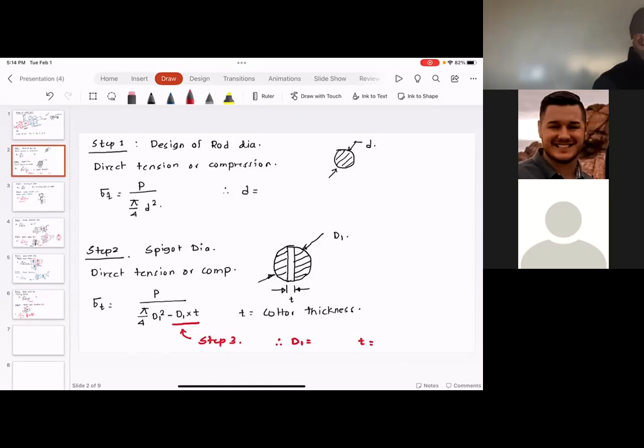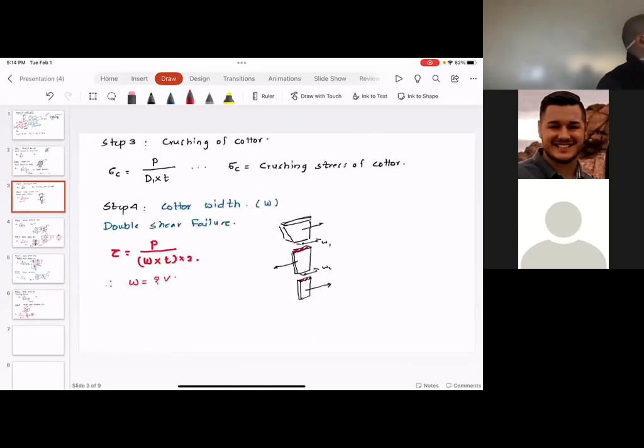Step 2 should be accompanied by step 3 because there are 2 dimensions. So you will need 2 equations. From here, you will find out the diameter of the spigot. You will find out the thickness of the cotter. Then you have to find out the width of the cotter. Cotter does not have a constant width. It has taper. So as an assumption, what we do is we assume the mean width, which is the average of top and bottom.